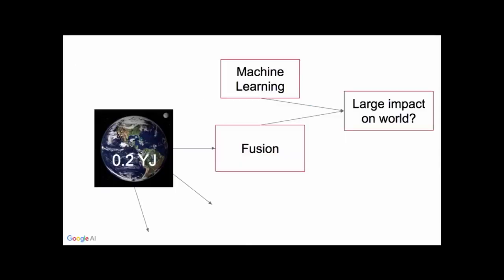So I guess in conclusion, we're going to have to figure out how to get 0.2 yotta-joules of zero carbon energy somehow. There may be many possible pathways. One that we've identified is fusion energy, and we have combined fusion energy with machine learning, and hopefully we'll have a large impact in the world. We're not done yet, but we have hope. And the question I want to leave to the audience is, where else can ML help? There might be other pathways to get to the 0.2 yotta-joules. So, that's my talk.